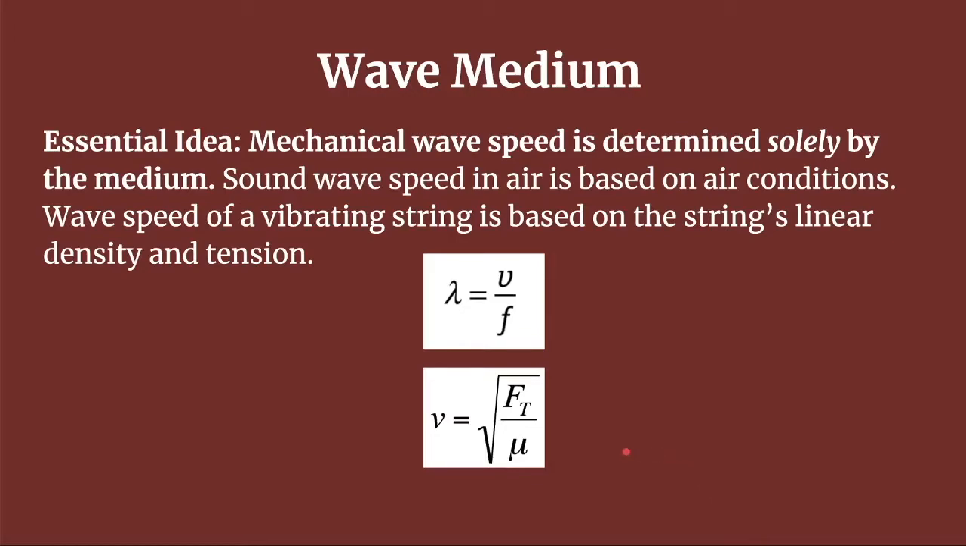An example of this is the equation V equals the square root of the tension force over the linear mass of a string. This equation will not be assessed, but I am including it to show that it is the tension and linear mass of the string itself that determine speed, not the frequency or amplitude of the wave.